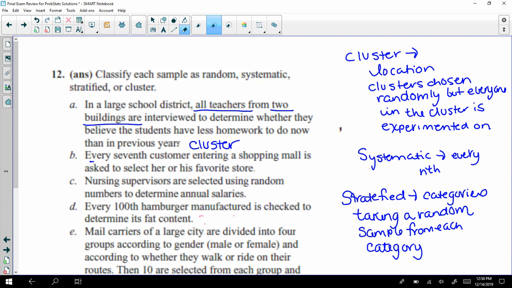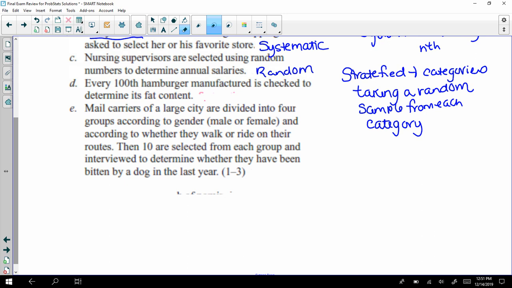Okay, every 7th customer, that is systematic. All right. Nursing supervisors are selected using random numbers. This is also just random. Every 100th hamburger manufactured is checked to determine its fat content. That would be systematic.